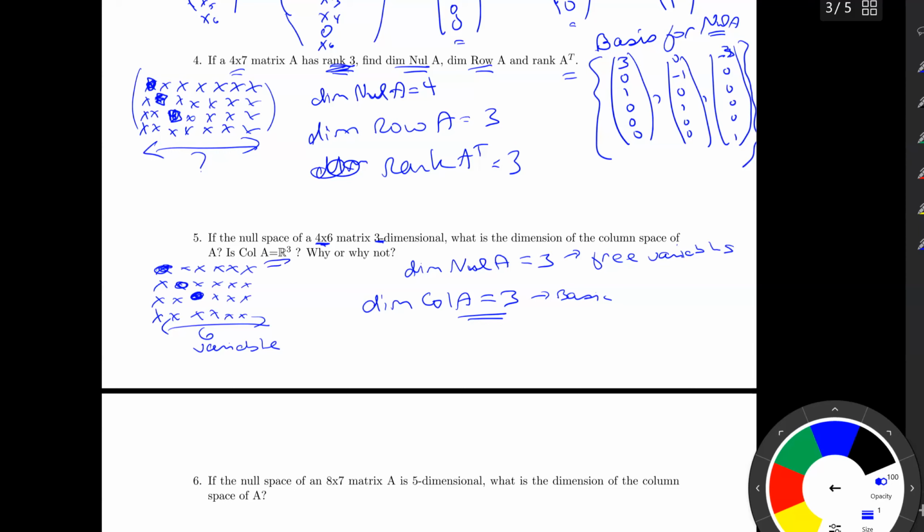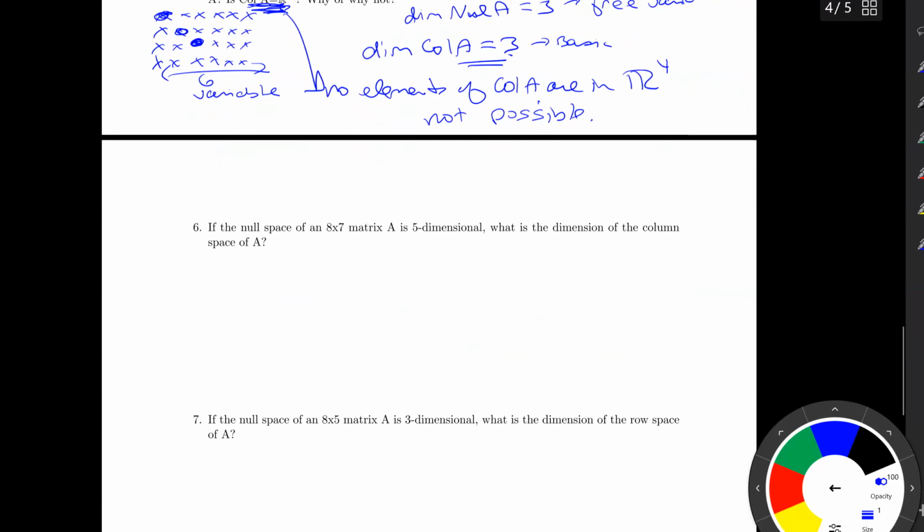Okay, so is column A equal to R3? It does have dimension 3. Do the columns of A span R3? No. Elements of column A are in R4, so not possible. Different animals, right? Okay.